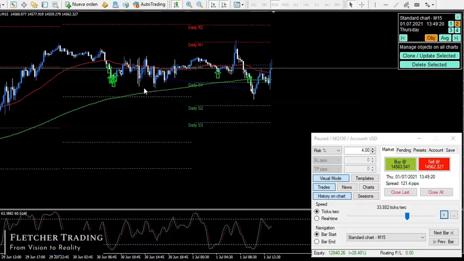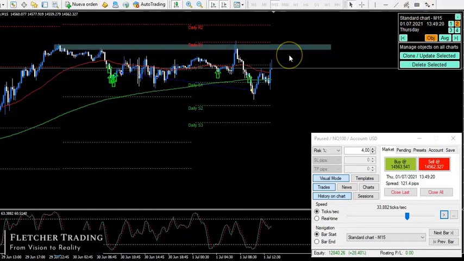So we've just been taken out of this position as a loss, as price has come up, failed to break through these highs here, and it's come back down. So this could likely mean we're going to go into a downtrend again if price fails to break this level.